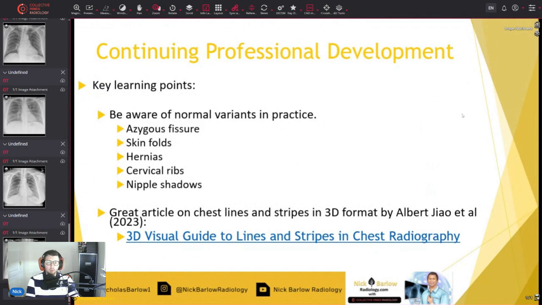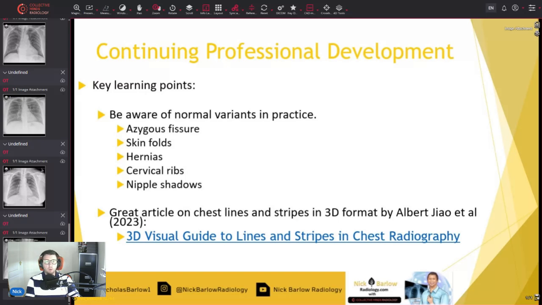Right, guys, so that was a very quick whistle-stop tour of some normal variants. I guess the key things to take away are to be aware of them. Make sure that you have a systematic way of checking the chest. I gave my example there, but you'll have your own way of evaluating the chest. But make sure that you check those key review areas.